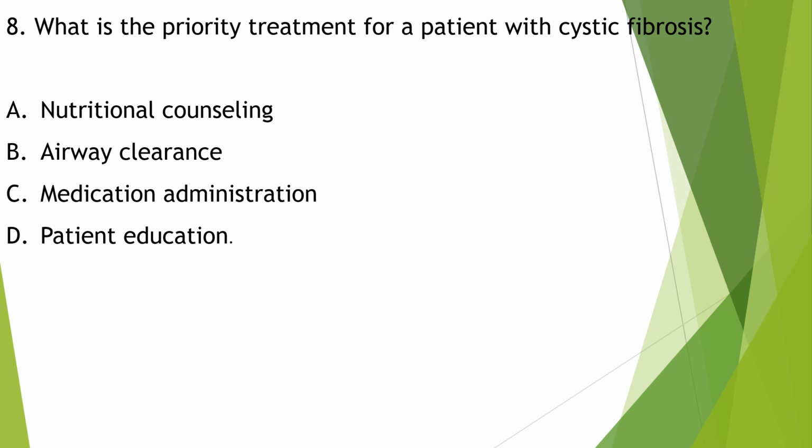And the reproductive problems mainly happen with the males, because the thick mucus production results in plugging and deterioration of the vas deferens before birth, and this vas deferens transmits sperm from the testis. So there is a problem with sterility also. Thus, here the priority treatment for the patient with cystic fibrosis is airway clearance, as it affects the lungs. Nutritional counseling is required, medication administration is required, and patient education is required, but the priority is airway clearance.